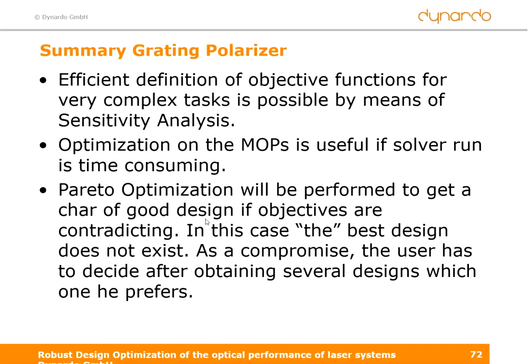To sum up, for this gradient polarizer example, we efficiently defined the objective functions for very complex tasks with the help of the sensitivity analysis. We used the Metamodel of Optimal Prognosis for the optimization, especially because here the solver run is very time consuming. And as you have seen, we also did Pareto optimization to get a set of good designs, because our objectives have been contradicting. In this case, you saw that we don't get only one best design, but a compromise of designs.